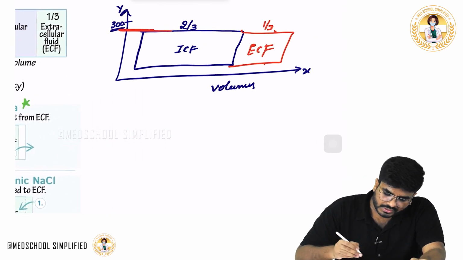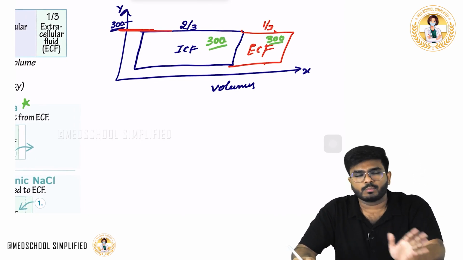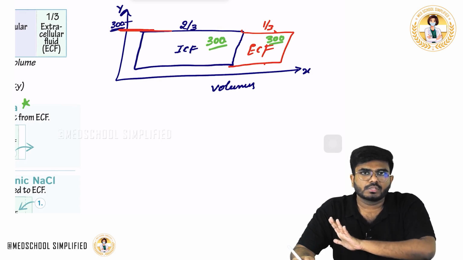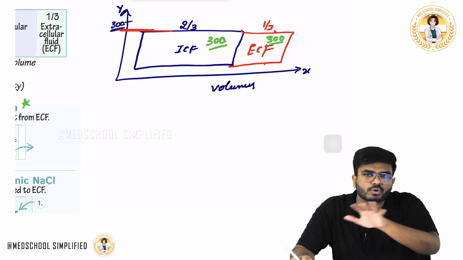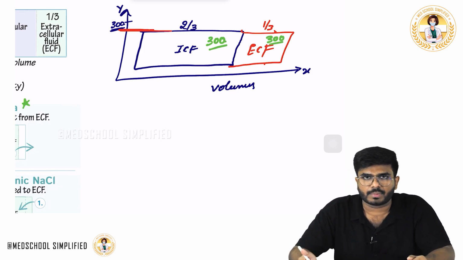Now what I want you to know is, in our body, intracellular fluids have an osmolarity of 300, extracellular fluids have an osmolarity of 300. Both are 300, 300. So there is no shift. Usually there is no shift. The fluids are not being shifted from one compartment to the other compartment.